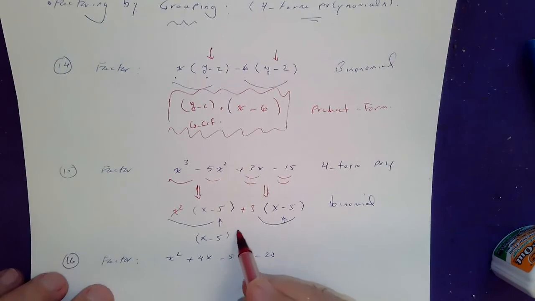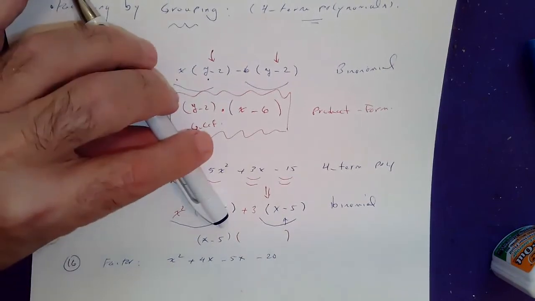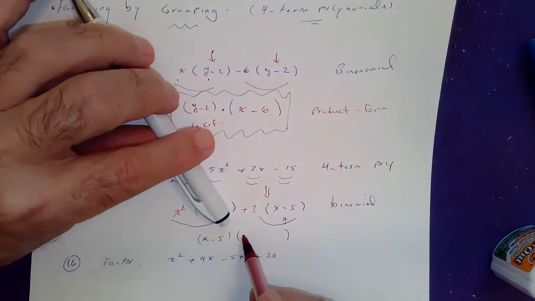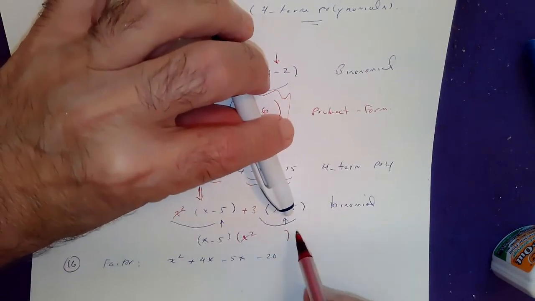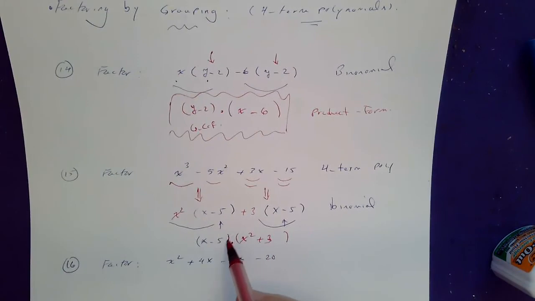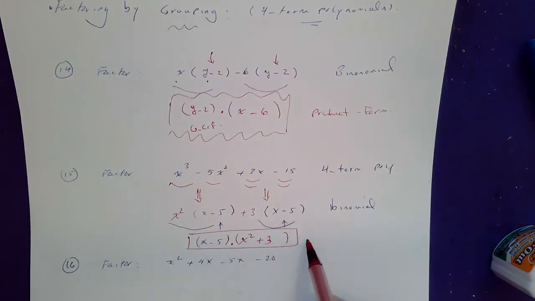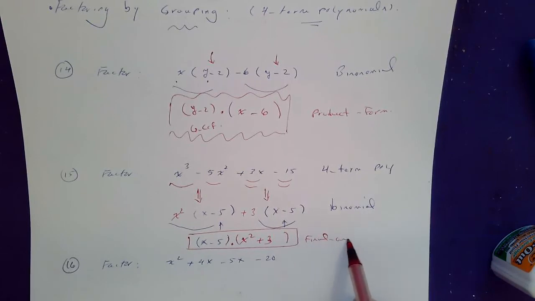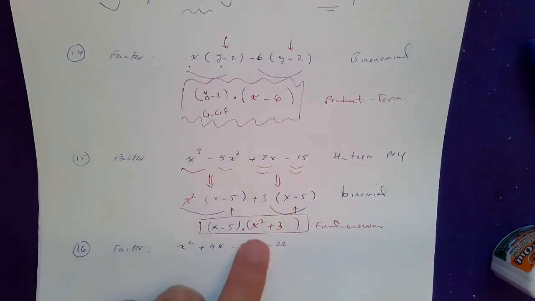Open a brand new set of parentheses. And what's left if you take away x minus 5 from the first two guys? x squared. Take away x minus 5 from the next term, you get plus 3. And notice I still have a multiplication sign between the parentheses, so that must be the final answer. Do you all see it? So do you see what the purpose of factoring is? To take an expression and convert it to multiplication form.